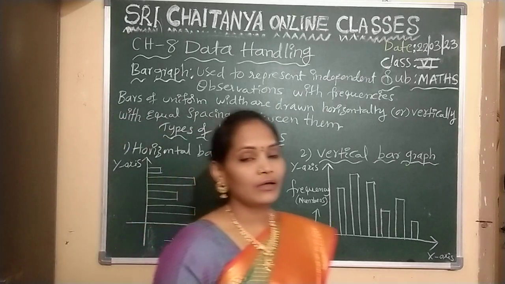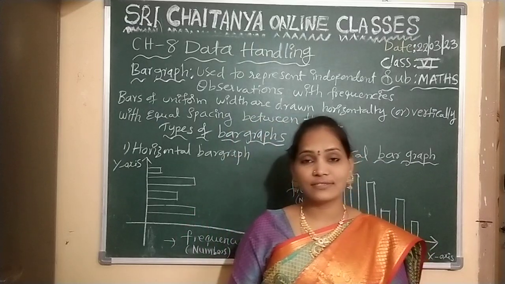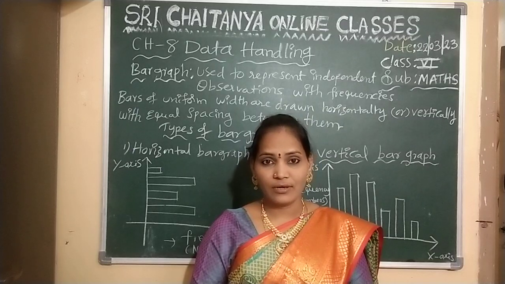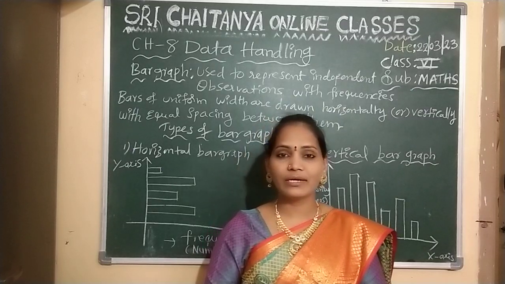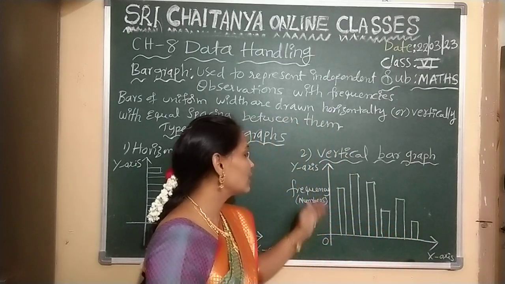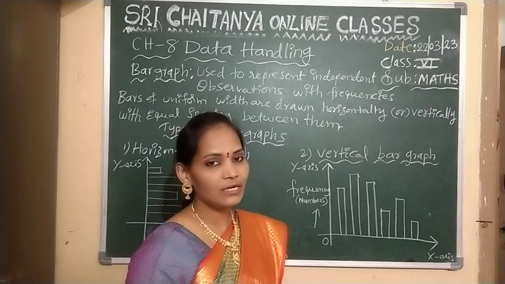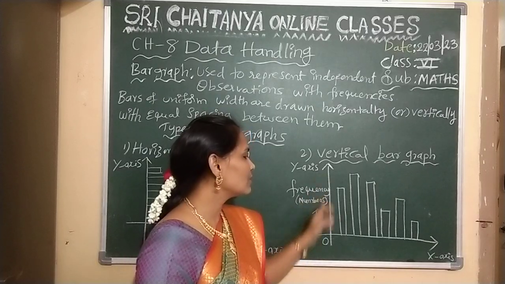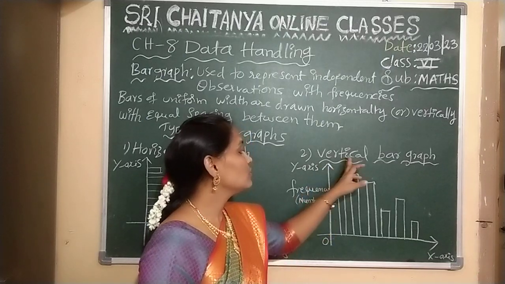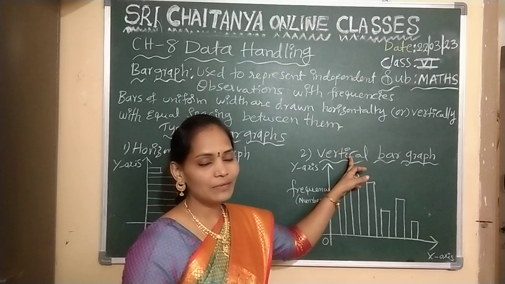Simply, generally we can say that if you take numbers, that is the frequency, on the x-axis, then we will get a horizontal bar graph. If you take those numbers on the y-axis, we will get a vertical bar graph. So don't be confused.